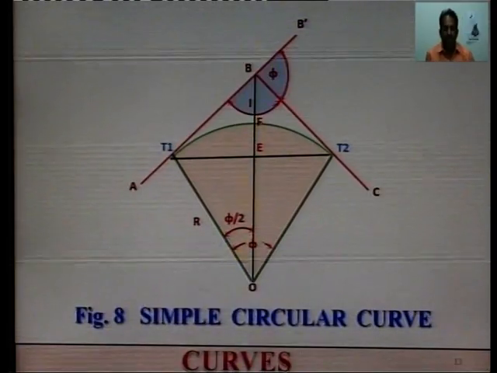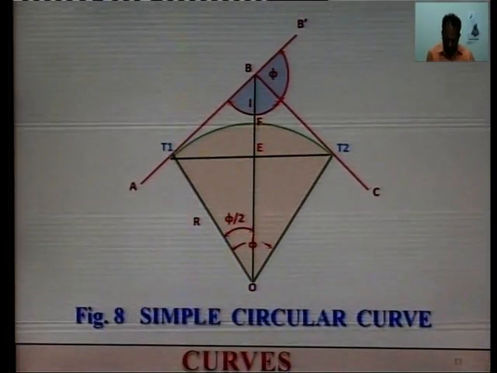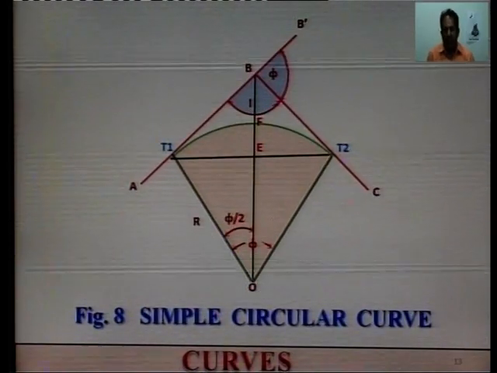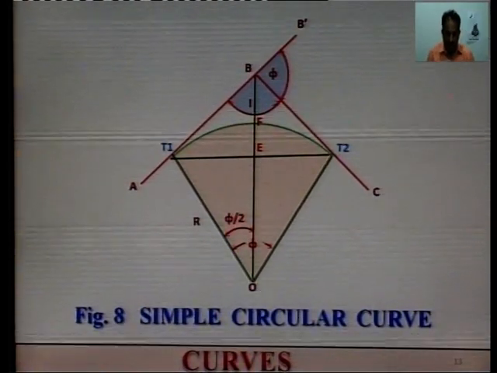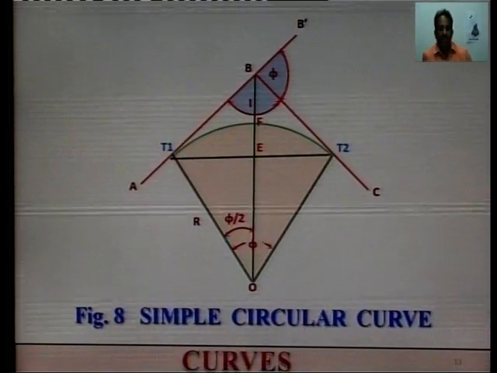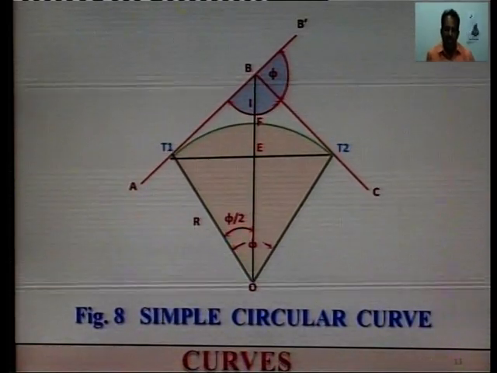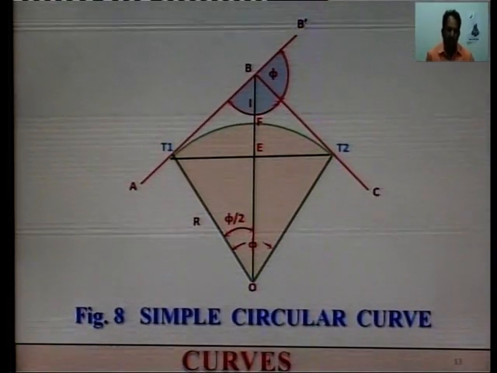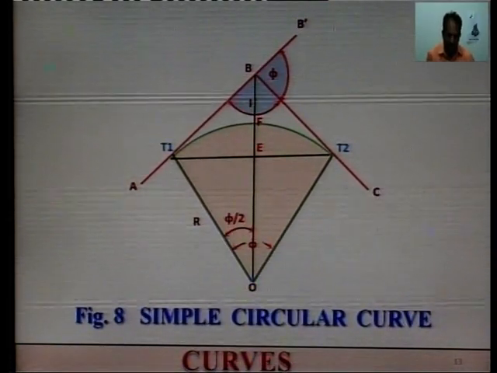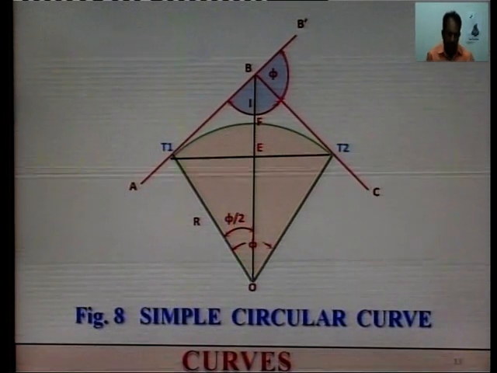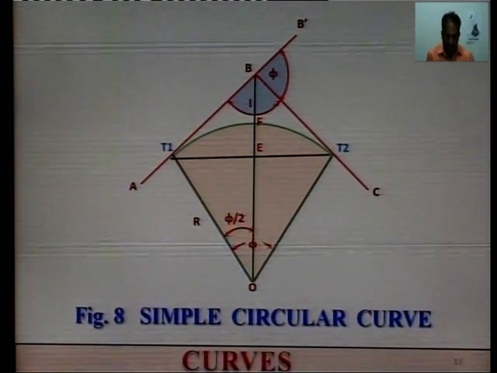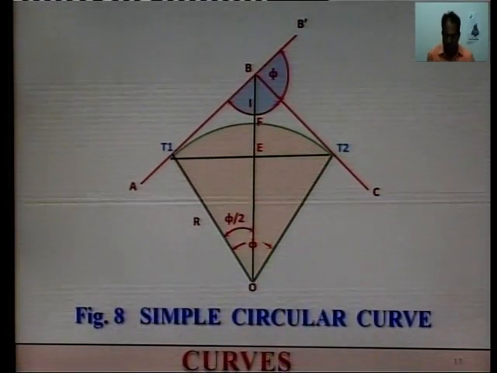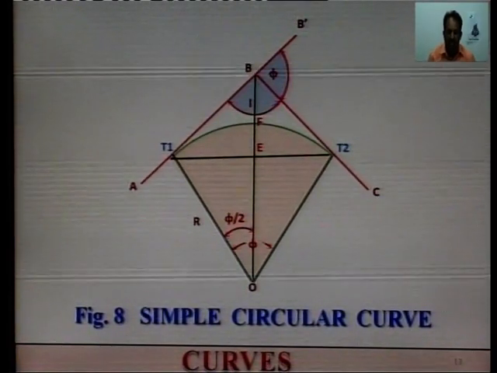So, you see on your screen a simple circular curve. Various parts of simple circular curves are being shown on your screen. I request you to please see what the various parts of the curve are and how they are named. I will show you one by one. Number one is the two straight lines AB and BC, as shown on your screen.